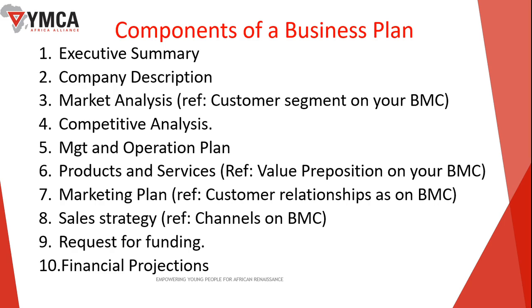What is the value chain of your sales? Is it from you, the producer, directly to the consumer, or you're going to have other distribution channels? And what are the sales targets? What do you want to achieve? How much sales should you be able to do to attain the break-even point? And then number 9 will be the request for funding, which is normally also projected in the financial projections section.